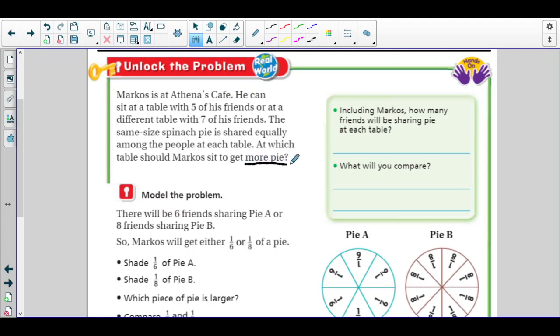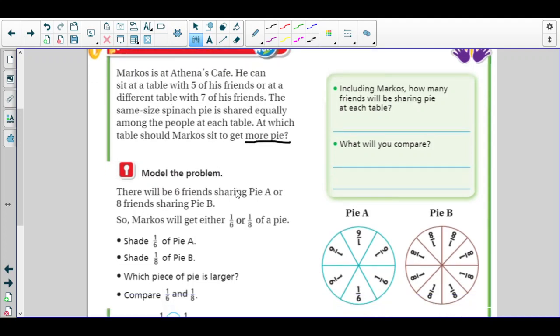So he's using his friends here to figure out how he can get more. All right, kind of a freeloader. All right, coming in. Oh, hey guys, how you doing? And then eating off of their spinach pie.